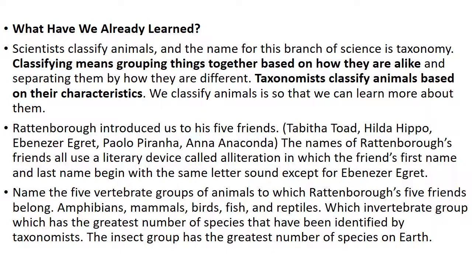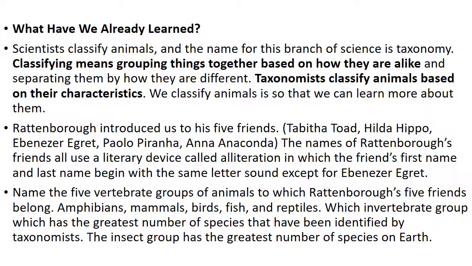Brattonborough introduced us to his 5 friends: Tabitha Toad, Hilda Hippo, Ebenezer Egret, Paulo Piranha, Anna Anaconda. The names of Brattonborough's friends are all using a literary device called alliteration, in which the friends' first names and last names begin with the same letter and sound, except for Ebenezer Egret.